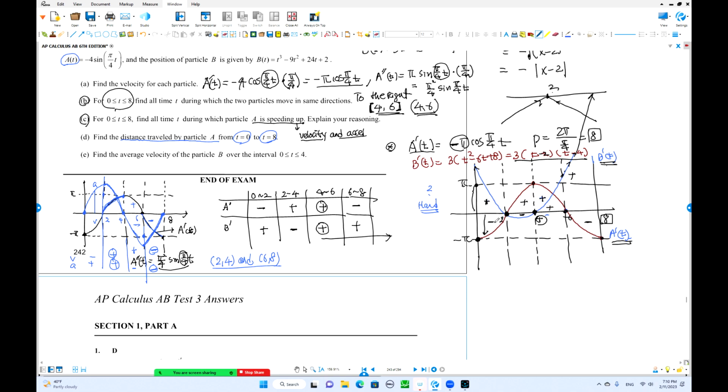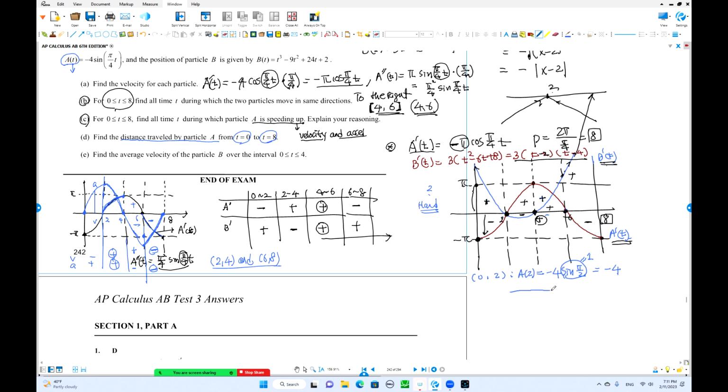I'm going to use this graph. From 0 to 2, the particle is moving to the left. On this interval, when t equals 0, where is it? When t equals 2, where is it? When t equals 2, the position is negative 4 times sine of pi over 4 times 2, which is 2 pi over 4, pi over 2. So when t equals 2, the position is negative 4, because sine pi over 2 is 1.